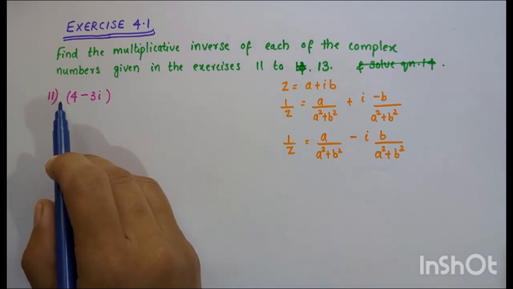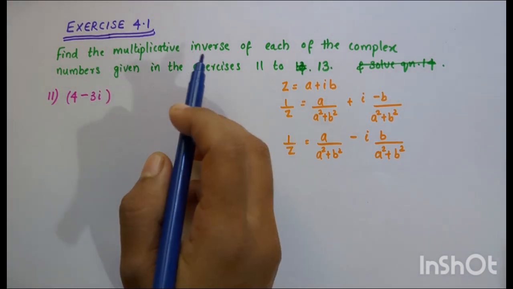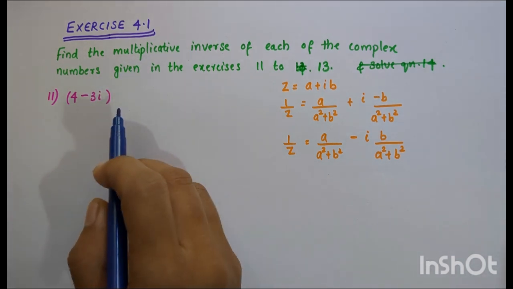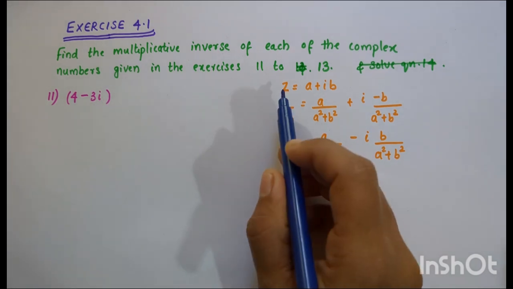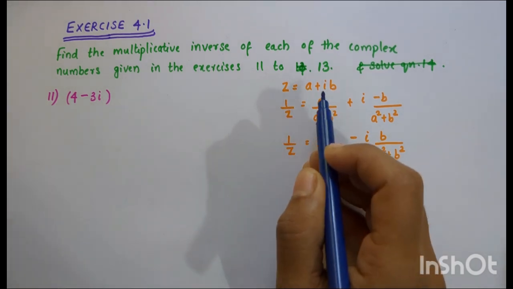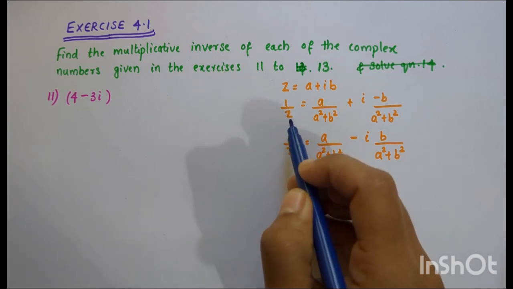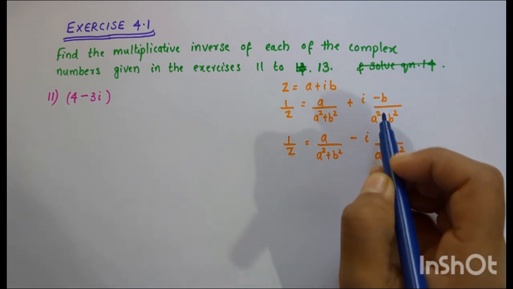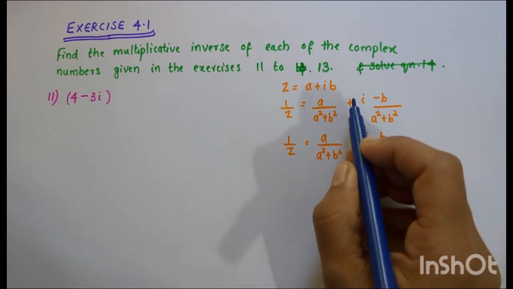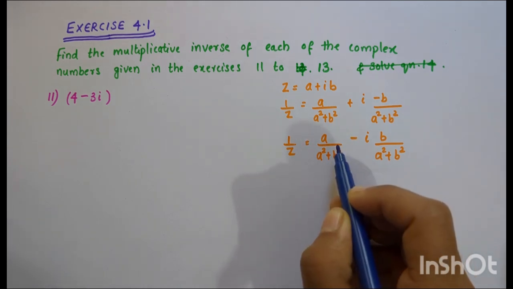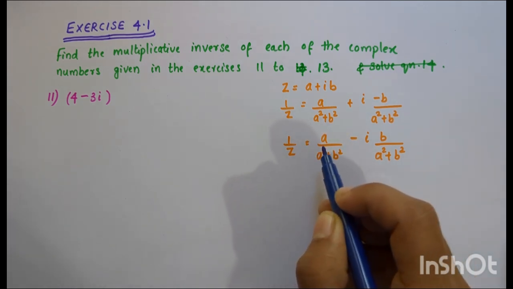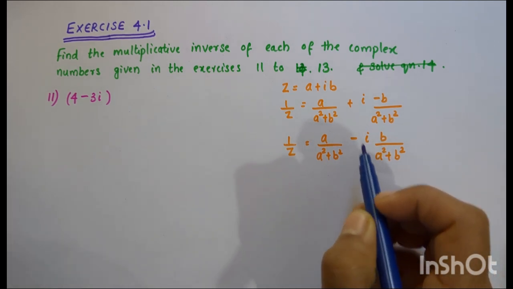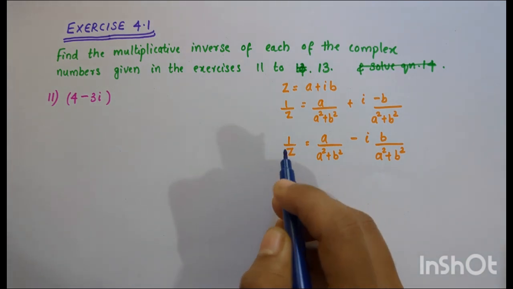So see the question number 11. The question is: we want to find the multiplicative inverse of each of the complex numbers given in this exercise. If z is a complex number, z is equal to a plus ib, then its multiplicative inverse is 1 by z. 1 by z can be written as a by a square plus b square plus i into minus b by a square plus b square, or you can write it as 1 by z is equal to a by a square plus b square minus i into b by a square plus b square. So z is a complex number, and 1 by z is its multiplicative inverse.